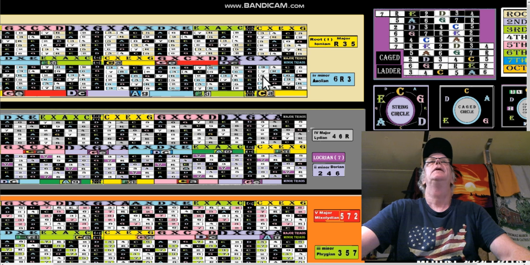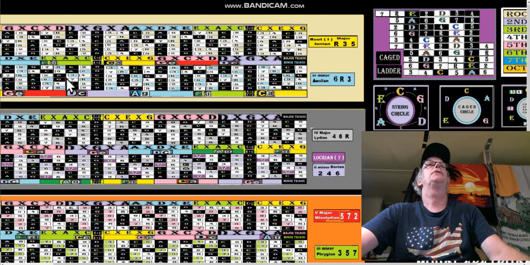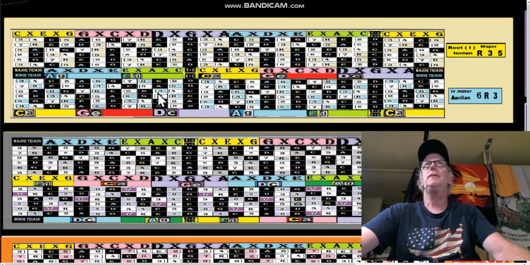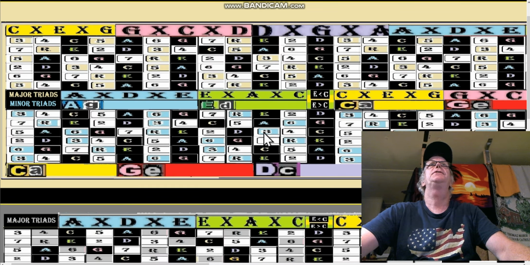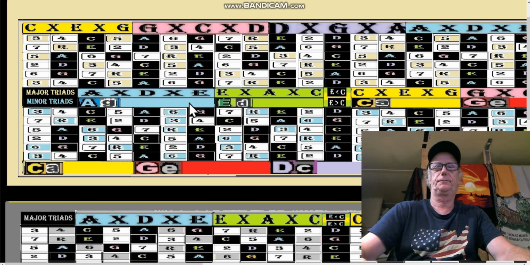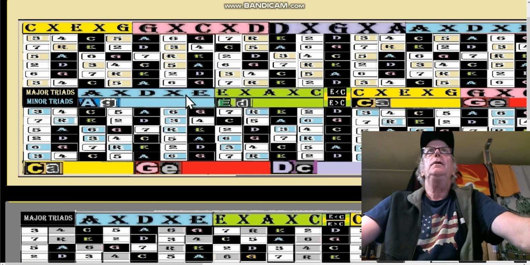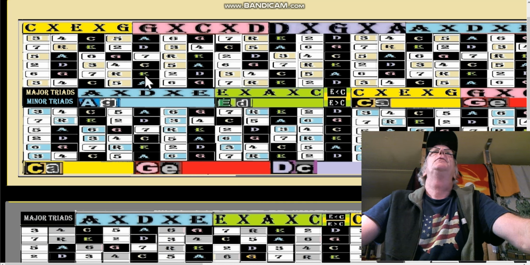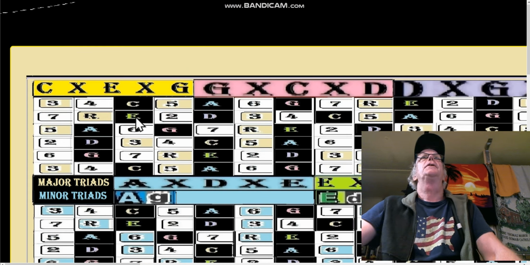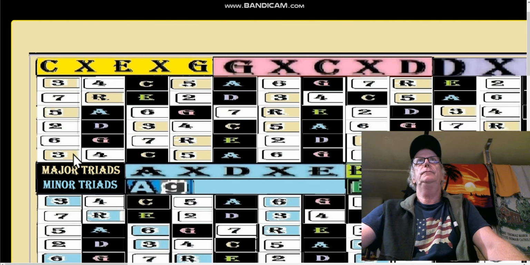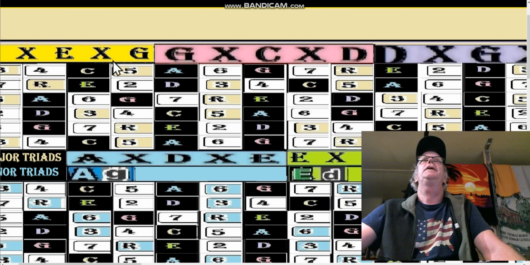So that's what these fretboards are, and we really haven't done anything with them. But let's look at the easiest case here. Let's see what we've got. We've got our C-shaped Ionian, and then we have our A shape right here, our A string shape right here.